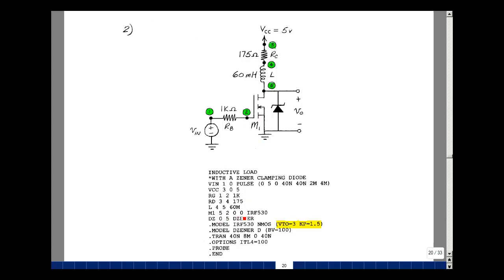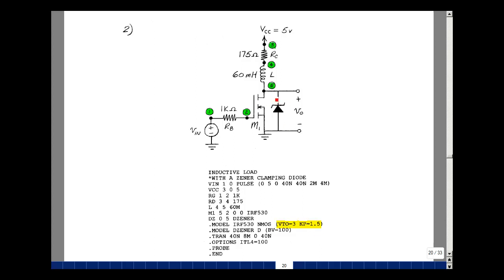Then I have to give a fourth terminal, which is the bulk connection, which is also tied to 0. And then my model for the IRF530 is going to be an NMOS transistor with a threshold voltage of 3, and then the value of Kp is twice the value of K. You had 750 milliamps per volt squared. You double that, you get 1.5.